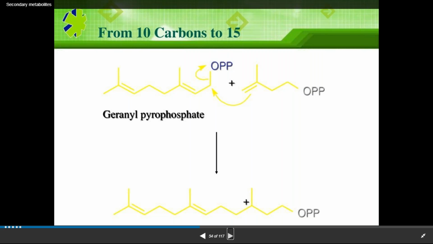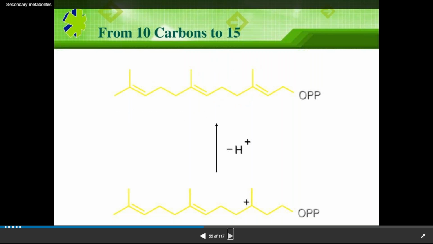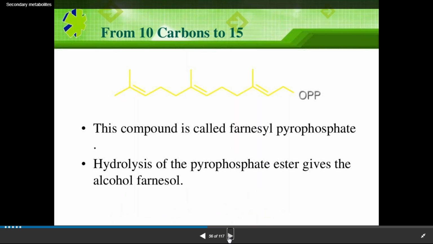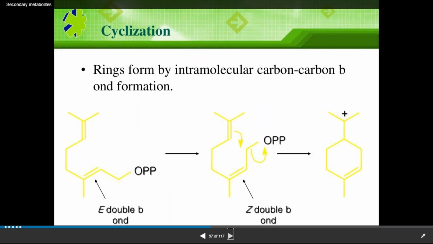Now next, from 10 carbon, how it forms 15 carbon. Geranyl pyrophosphate has 10 carbon atoms. To this, one isopentenyl pyrophosphate which has 5 carbon atoms will combine. So at this double bond point, it will combine. So a carbocation is formed there, and then it will form C15 units. So you'll get this particular compound. This is nothing but farnesyl pyrophosphate. So here, wherever a carbocation is there, a double bond occurs, and this compound is called farnesyl pyrophosphate. So hydrolysis of this pyrophosphate ester, again the PP is removed, and it is replaced by OH, and we get this alcohol called farnesol.